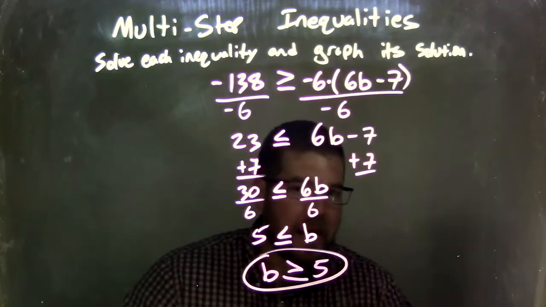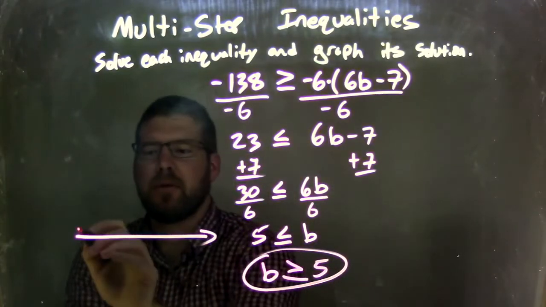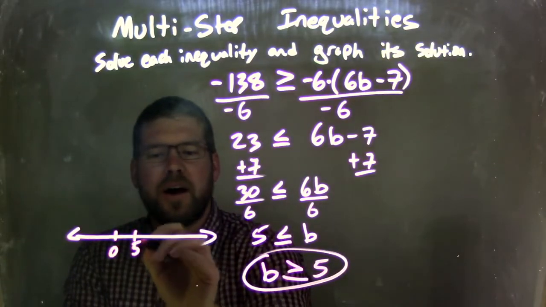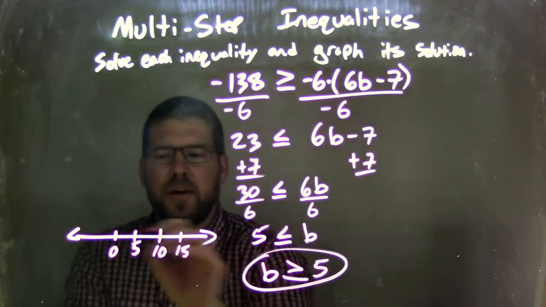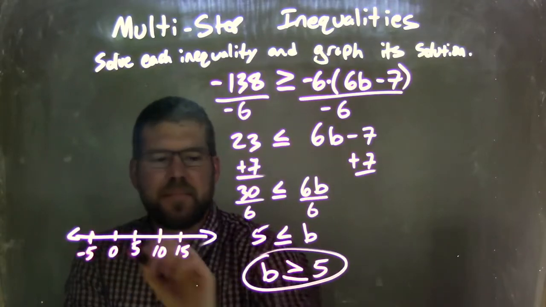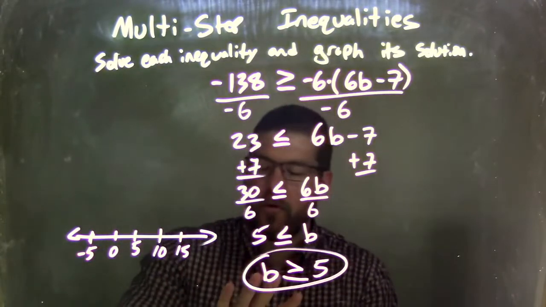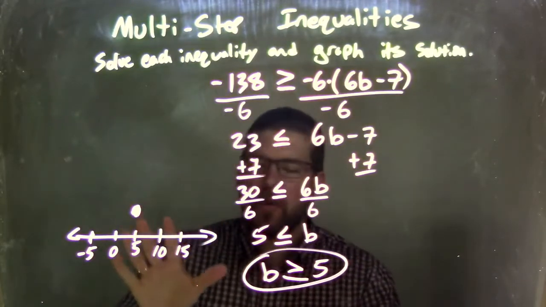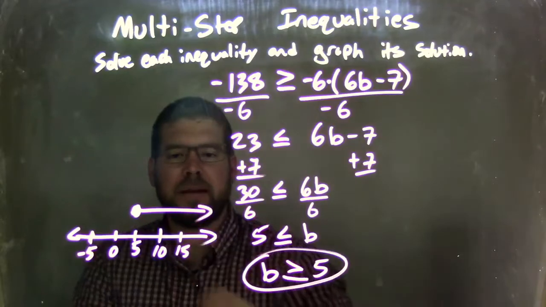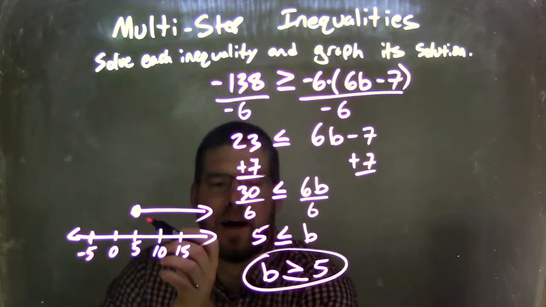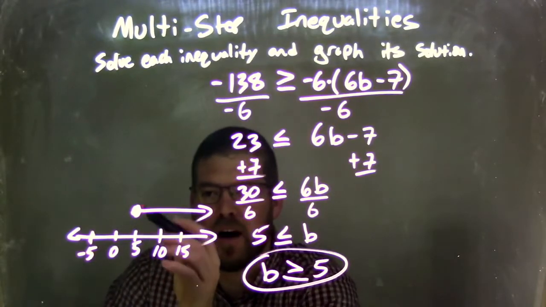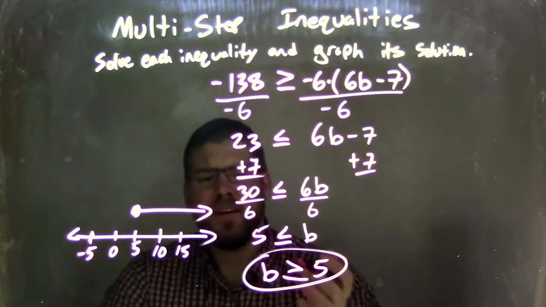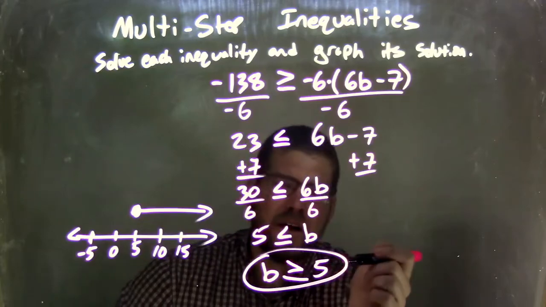Now I want to graph it. Let's put a small graph right here. Let's go by 5: 0, 5, 10, 15, and negative 5 right here. If b can equal 5, we're going to have a closed circle at 5. And since b is also greater than 5, we're going to put our arrow to the right. This graph shows that b is greater than or equal to 5: closed circle at 5, with the arrow going to the right. That's our final answer: b is greater than or equal to 5.